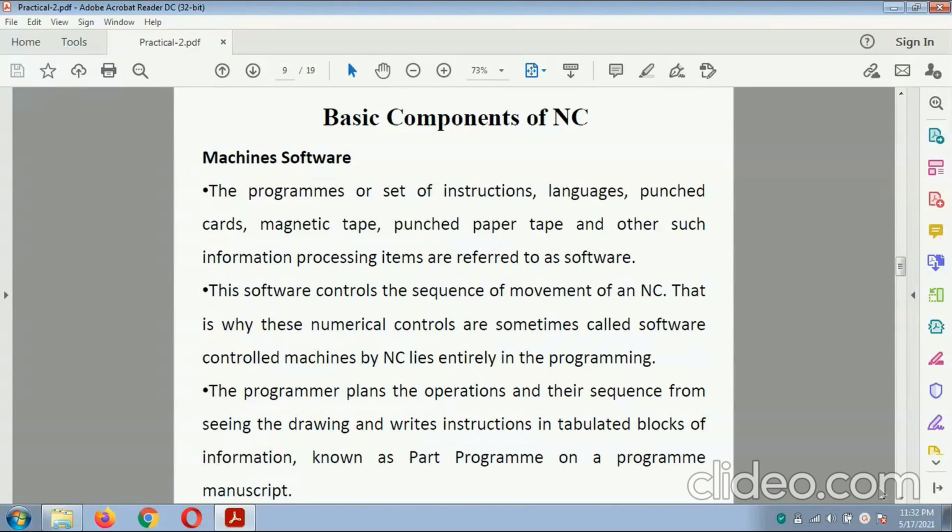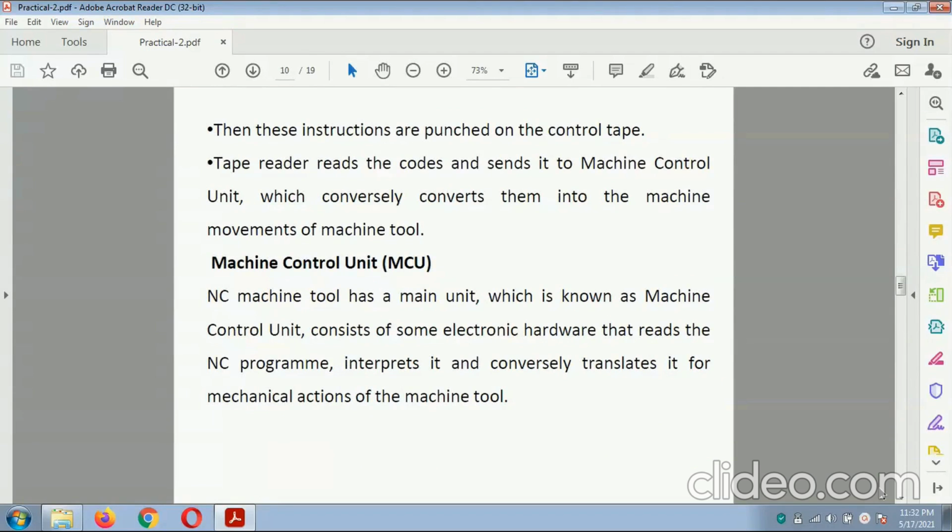The programmer plans the operations and their sequence from seeing the drawing and writes the instructions in tabulated blocks of instruction known as a part program on the program manuscript. These instructions are punched on the control tape. The tape reader reads the codes and sends them to the machine control unit, which converts this into the machine movement of the machine tool.